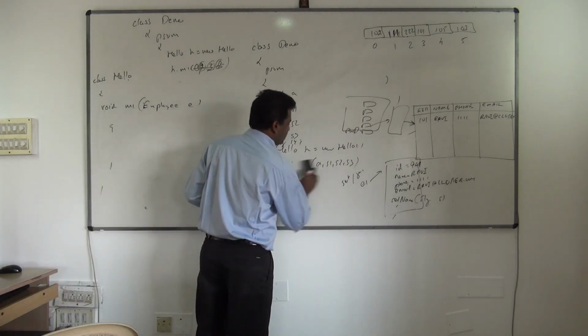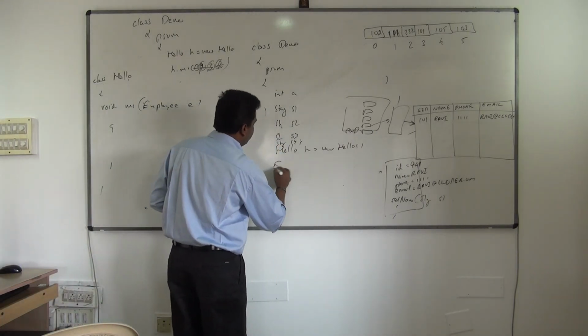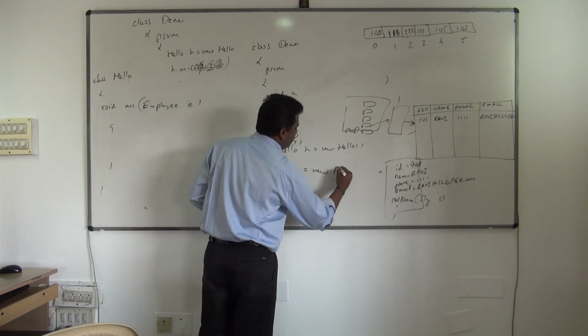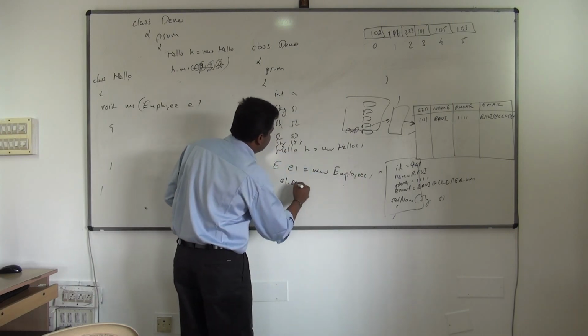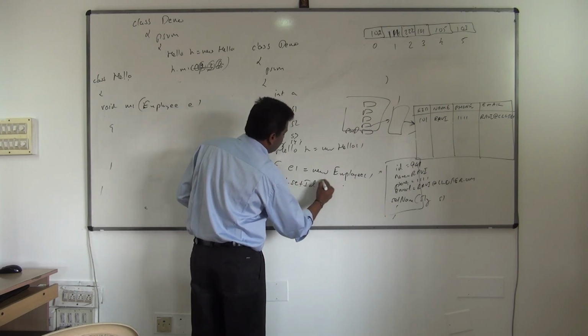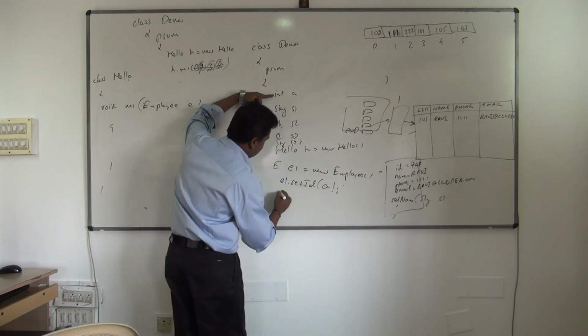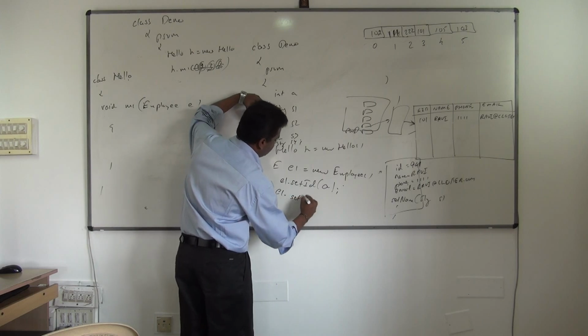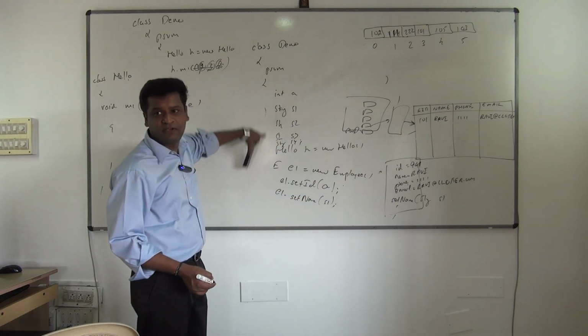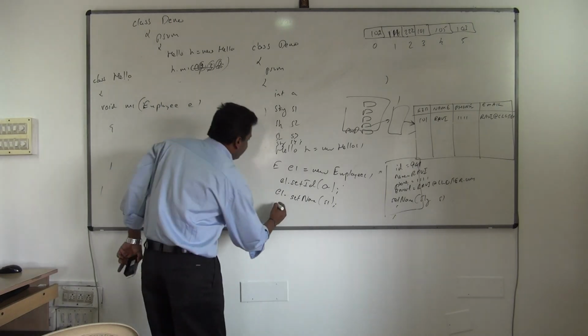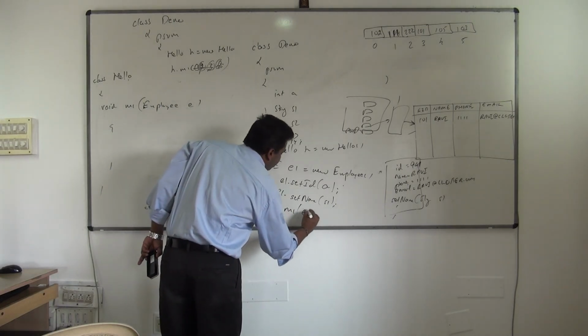So here what will you do? All the values you fill now. Employee E1 is equal to new Employee, E1 dot setID. What is the argument? A. E1 dot setName. What is the argument? S1. Fill all the values. You got now 5 values. Fill it, and then you call h dot m1 and send your employee.